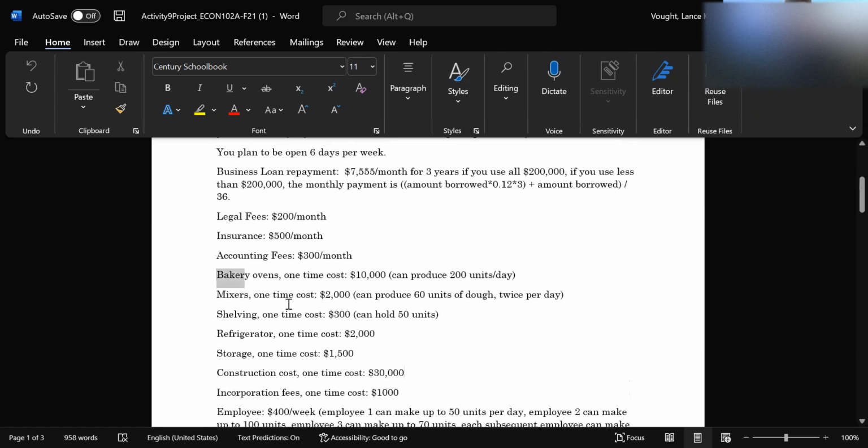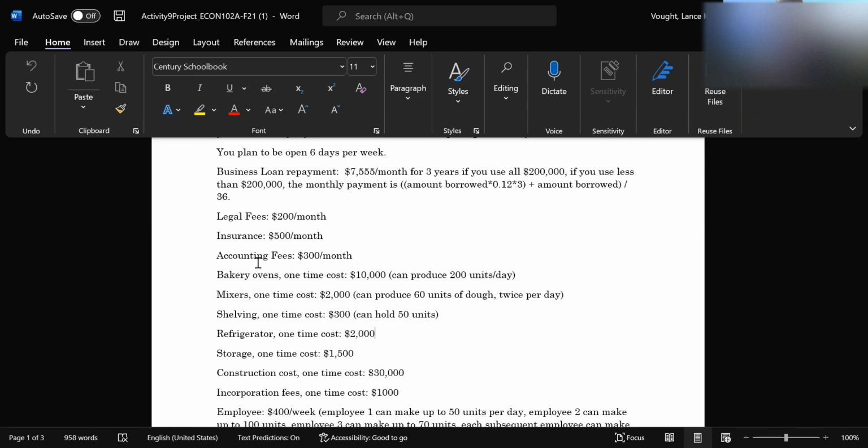A lot of these costs will vary based on the location, because some places have 3 mixers, some have 2, most have 1. Some have 2 ovens, some have 1, some have 2 refrigerators, some have 1. So that'll vary based on the location, which will affect how much you borrow at each location.